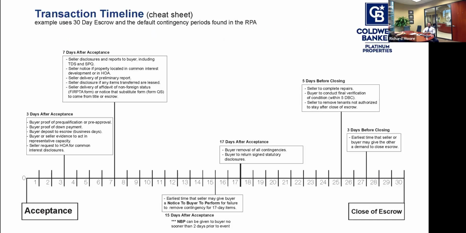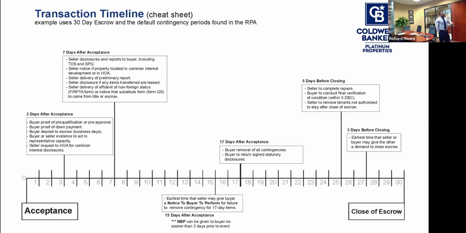And my favorite chart, the transaction timeline. I'm not going to go too much into this, because we're going to talk about this during the transaction checklist class, but the acceptance date is day 0, so the next day would be day 1. Then within 3 days, the buyer must have their deposit in, and those are 3 business days, so this is going to move depending on when acceptance was.